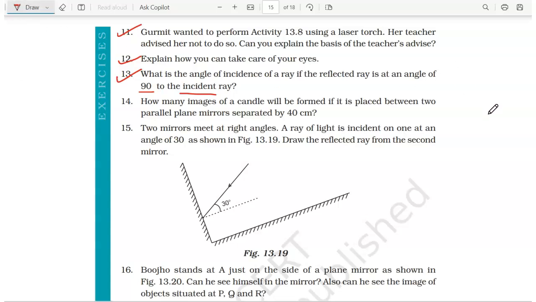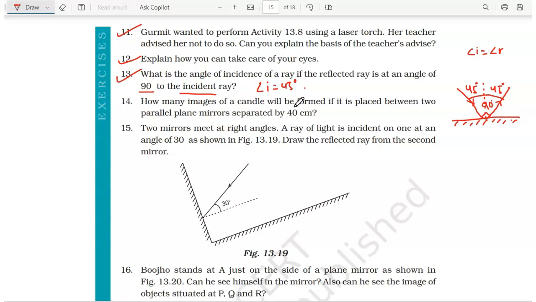So if we draw a diagram something like this, suppose this is the mirror. Okay, this is the normal. Suppose this is the incident ray, this is the reflected ray. Suppose they are making an angle of 90°. So we know according to the laws of reflection, angle of incidence will be equal to angle of reflection, right? So in that case, if the total is 90, they will be 90 divided by 2, that is 45°, 45°. So what will be the angle of incidence in this case? It will be 45°.